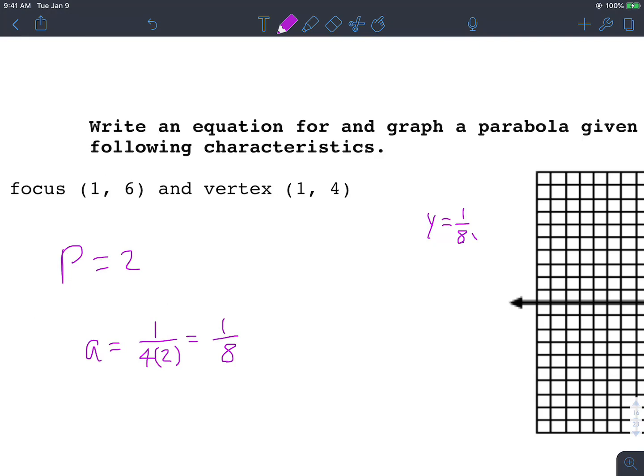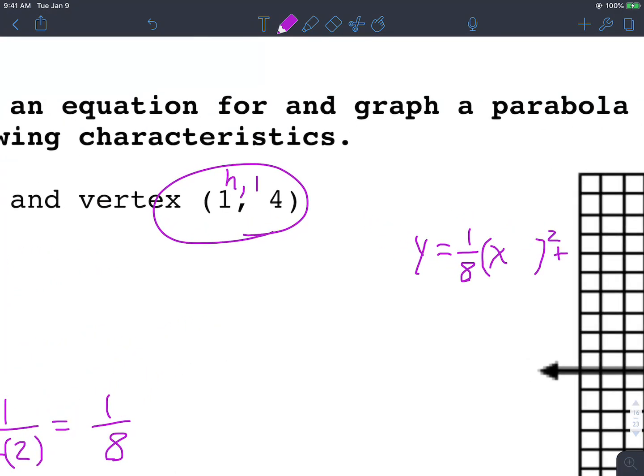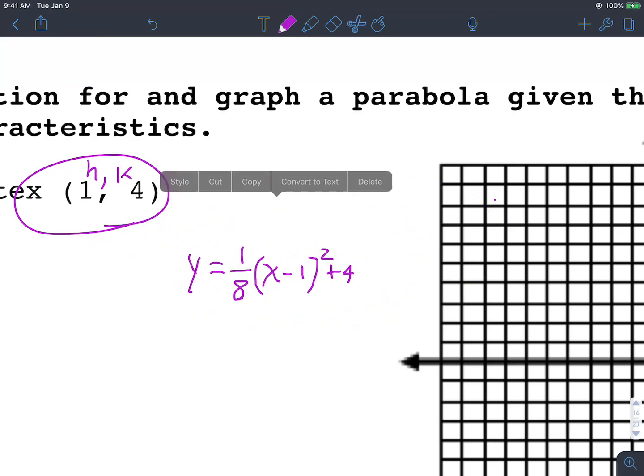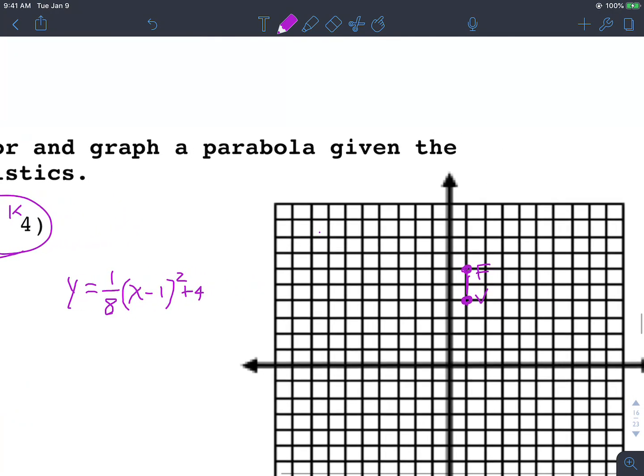So that'd be 1/8, and then we'll need x minus something squared and then plus k. So the other thing I need is my vertex. That's your h and k, and then we'll plug those in there. So we'll go x minus 1, and then I guess plus 4. Let me scoot that. And that's your equation right there. That's how you come up with an equation. So the sketch kind of helps us get everything else.